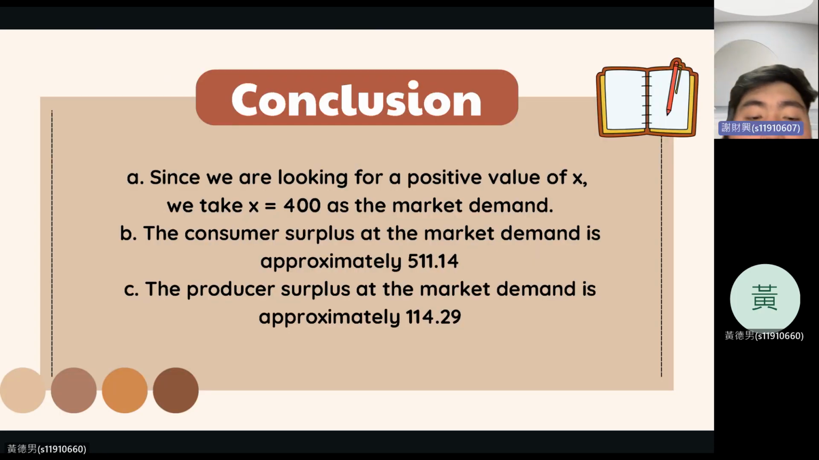So the conclusion is, first, since we are looking for a positive value of x, we take x equal to 400 as the market demand. And the second, the consumer surplus at the market demand is approximately 511.14. And last, the producer surplus at the market demand is approximately 114.29.